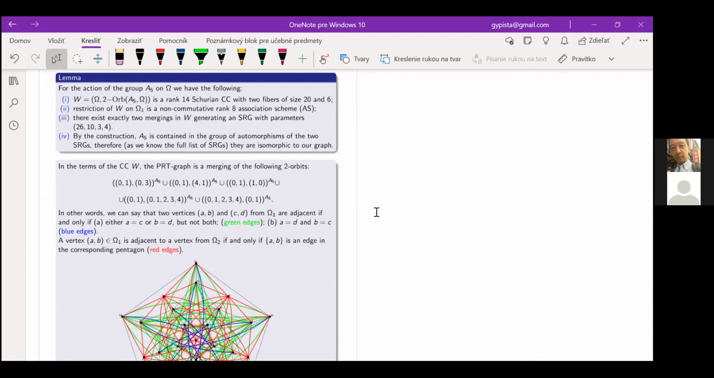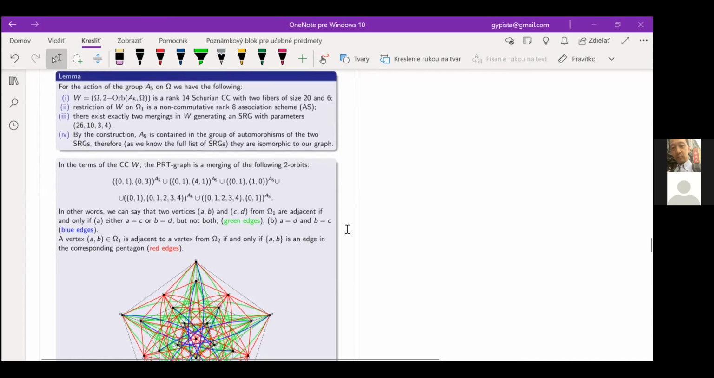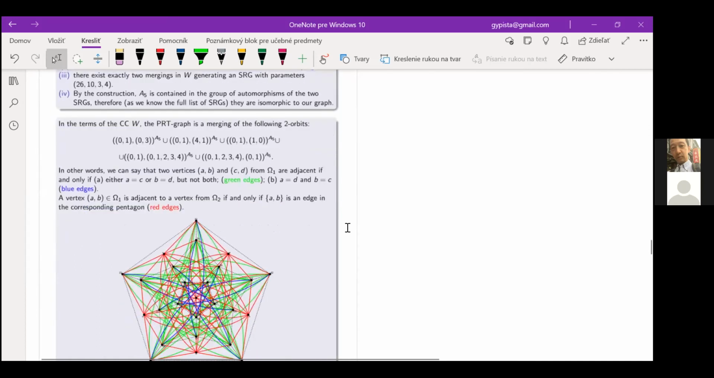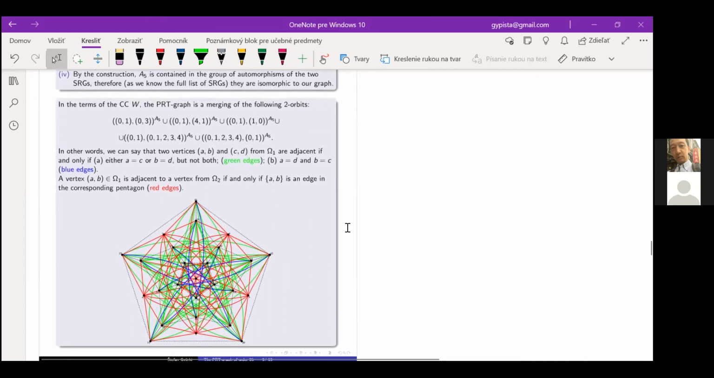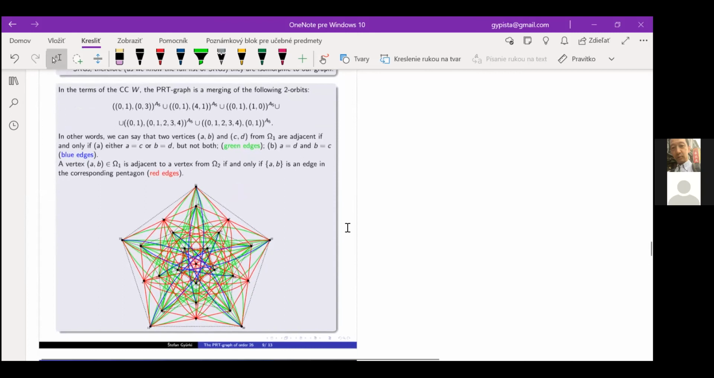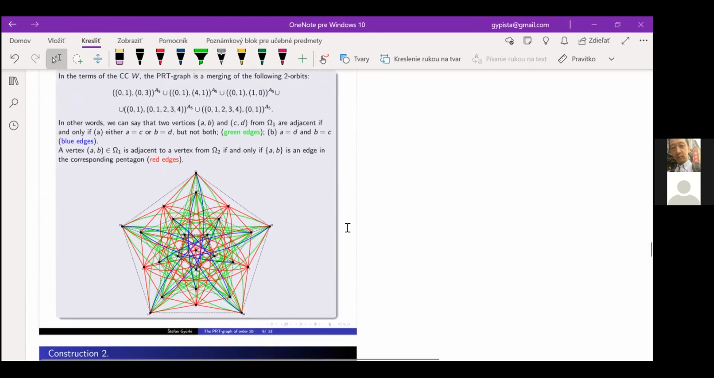necessarily these 2 are isomorphic and isomorphic to our graph, because the other 9 graphs with these parameters are having a much smaller group of automorphisms not containing A5. So now, using this coherent configuration and action, we can formulate precisely how to obtain the Paulus-Rozenfeld-Thompson graph.